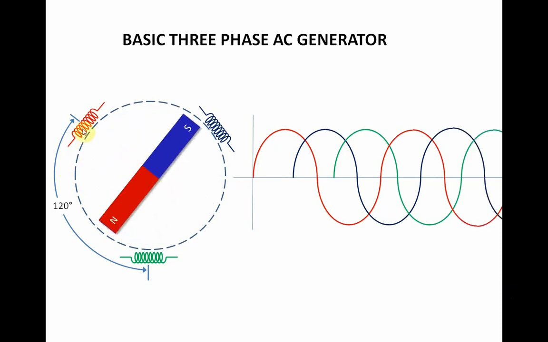As the field passes through, each coil produces its own waveform. Now since they are 120 degrees apart, as the first coil produces its own waveform, 120 degrees later another coil produces its own waveform. And so with the green waveform.